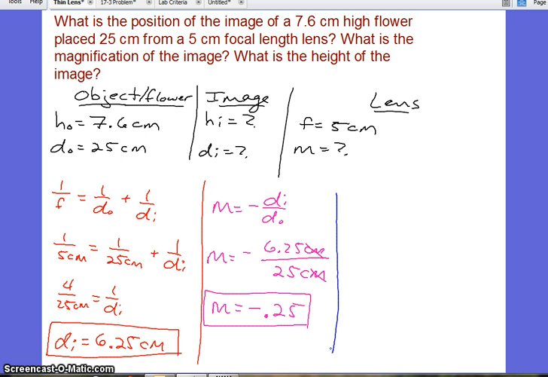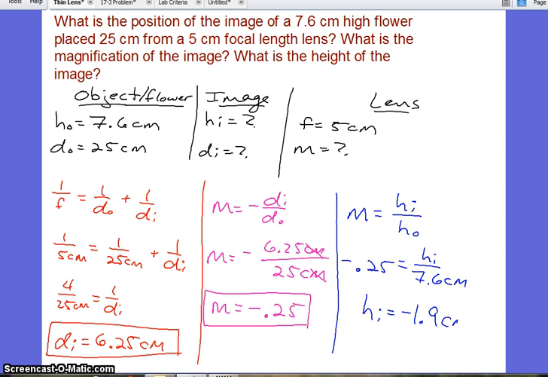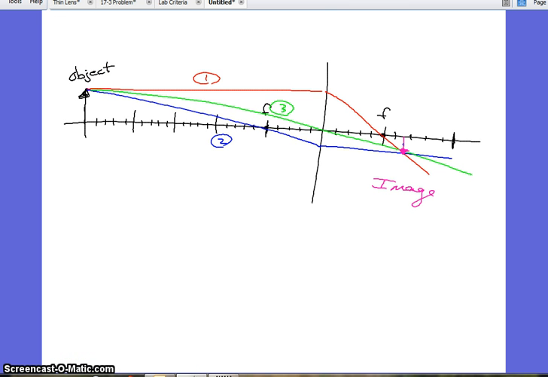Now for the last part, we're asked to find the image height. So we'll again go to our magnification equation, but we'll use the other one, image height over object height. Magnification is negative 0.25. We're finding the image height, and the object height is 7.6 centimeters. So we multiply by 7.6 centimeters, and we get our image height to be negative 1.9 centimeters in length. Again, the negative means it's upside down. If we go to our diagram, we see that it is upside down, and it is smaller than the object height as well.